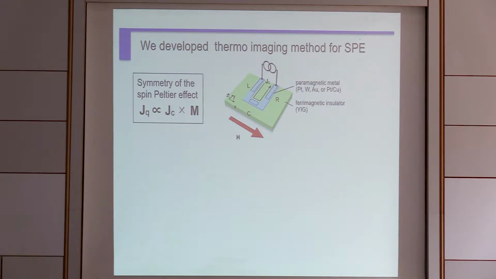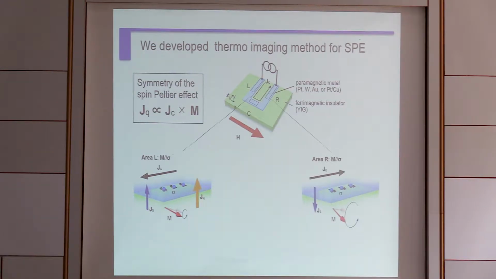So we thought of some imaging method for the spin Peltier effect. The setup is like this. We put this type of conductor wire, and this is YIG. The magnetization is in this direction. So a current is applied in this direction. Then in this part, the spin current is injected in this direction from YIG to conductor. So as a result, heat current is along this direction. So the surface of this metal layer should be heated.